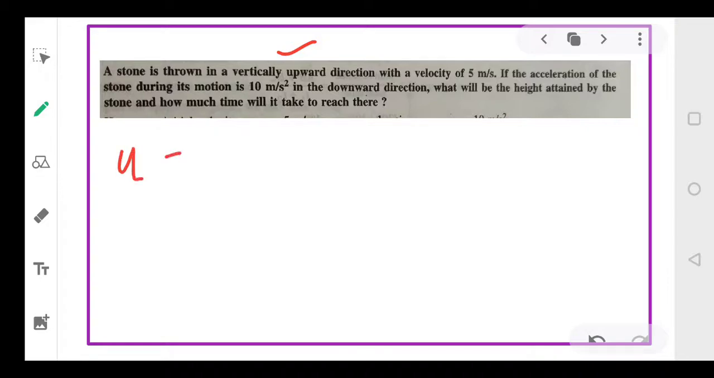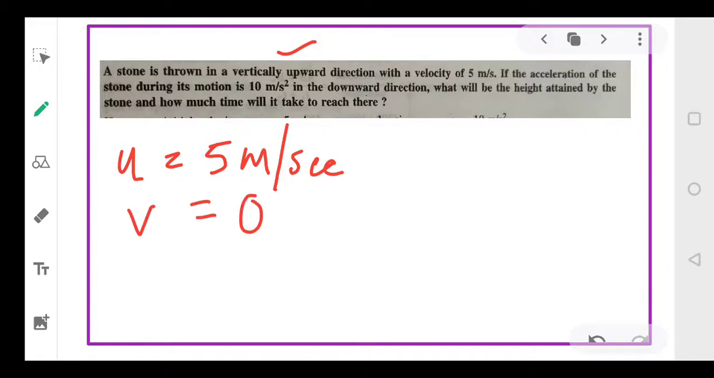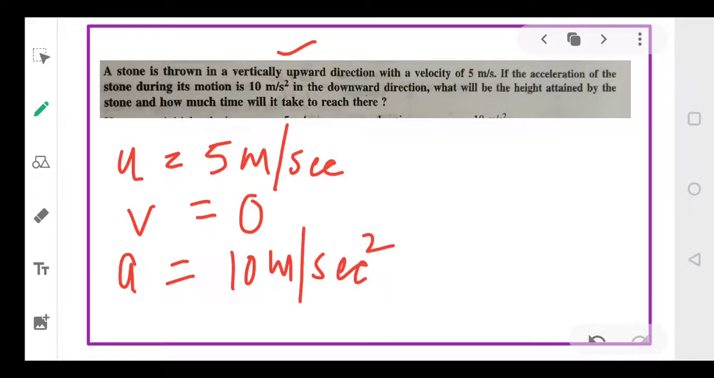The u is 5 meters per second, isn't it? With this velocity the object is thrown up. Okay, and your v will be 0. Your acceleration is 10 meters per second square. The acceleration is 10 meters per second square.